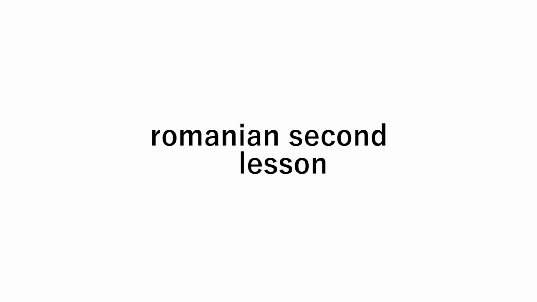Okay, so today we are going to learn about conjugating the verbs. The first verb we are going to learn is to be, which is a fi in Romanian. This one is an irregular verb, so it has its own path. Then we are going to learn how to conjugate the regular verbs, and it's kind of easy.